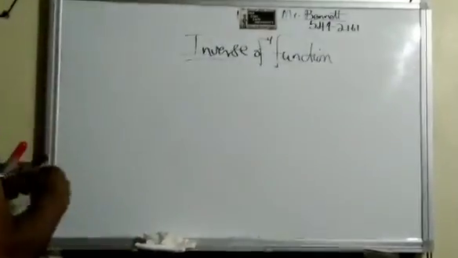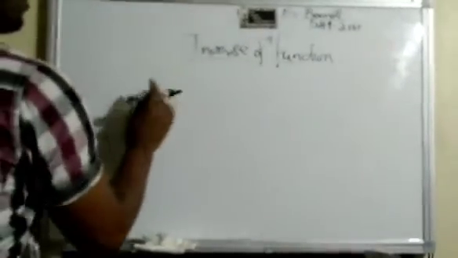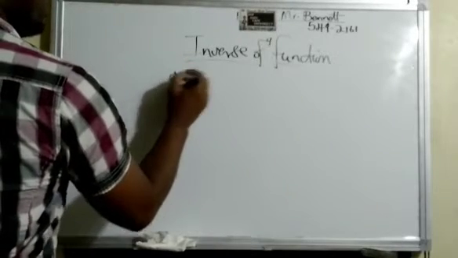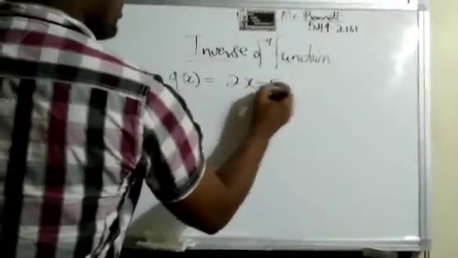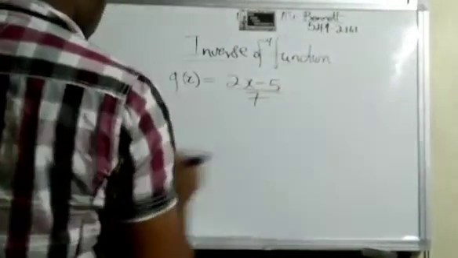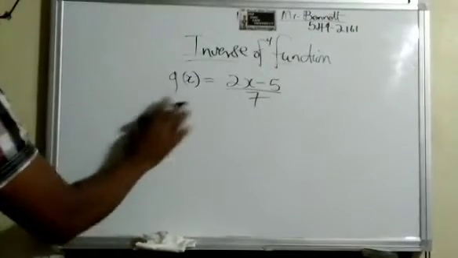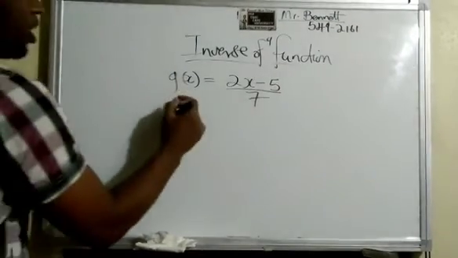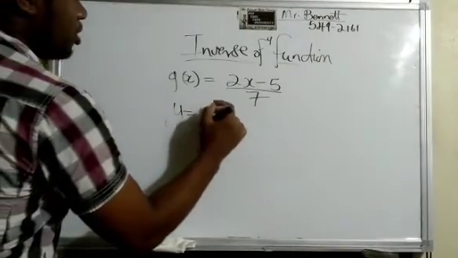Guys, the entire syllabus we are doing in one video, you see that? Alright, watch it now. So let's say we have g of x is equal to 2x minus 5 divided by 7. Now, as you say, we find the inverse. So we change it to y. By now, everyone should know that.